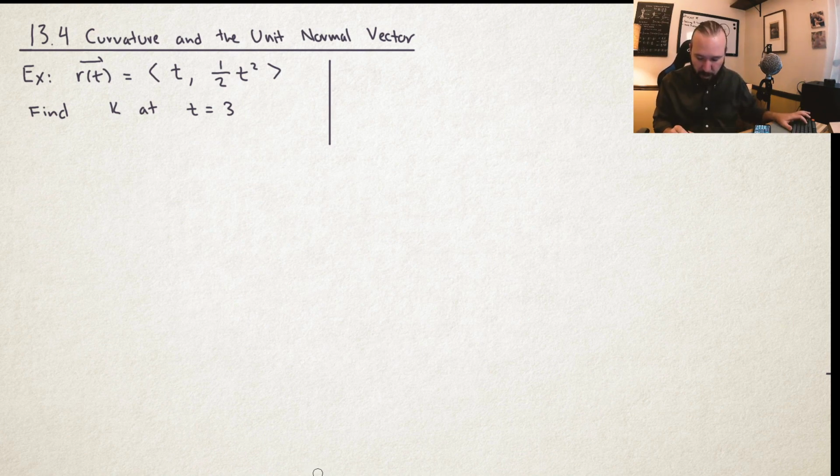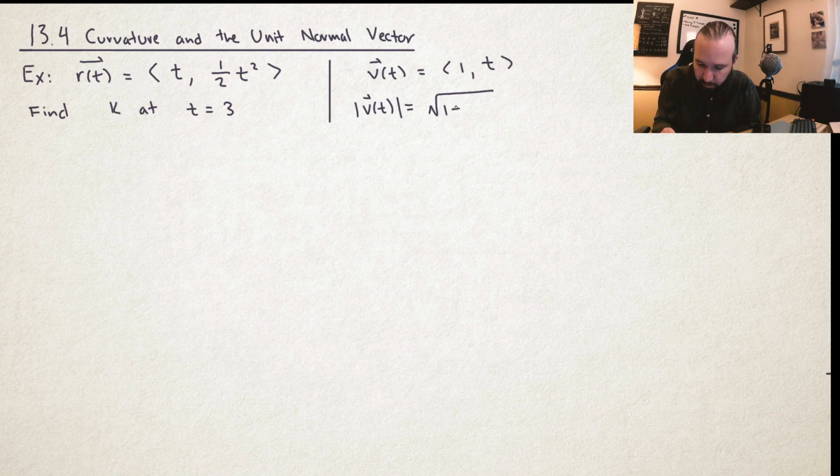So unlike the last problem that we did, this one I think there's still going to be a lot of variables left at multiple stages. Let's jump in and see how far we can get. Okay. All right, so this is r of t, so that means v of t is going to be 1 comma t. Then magnitude v of t is going to be the square root of 1 plus t squared. Which means capital T hat is going to be v over magnitude v.